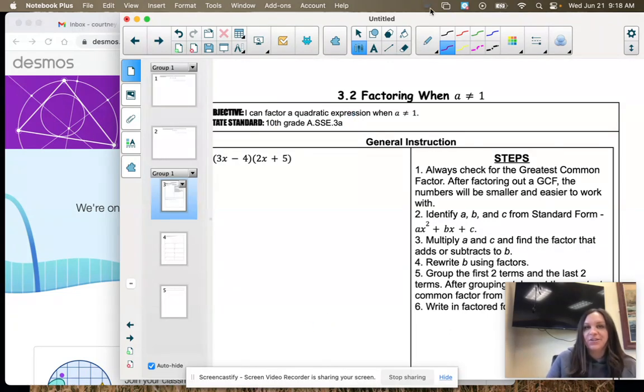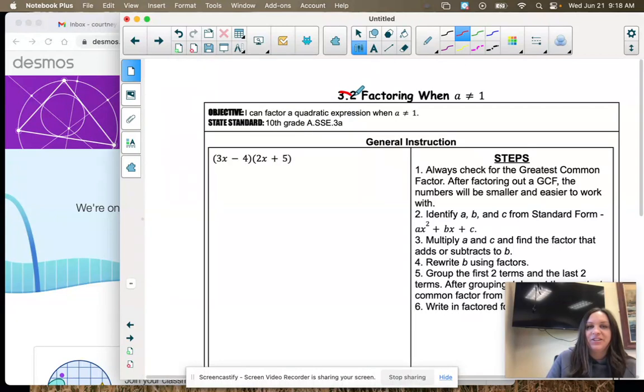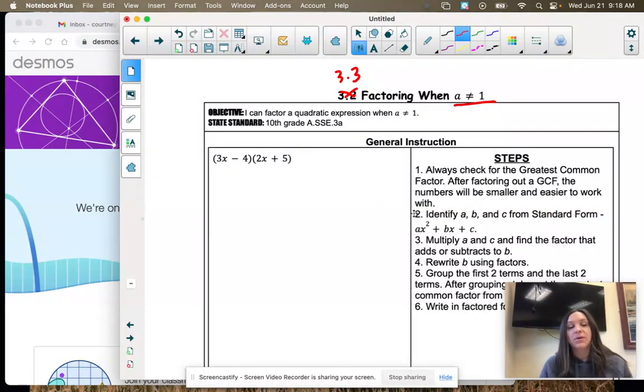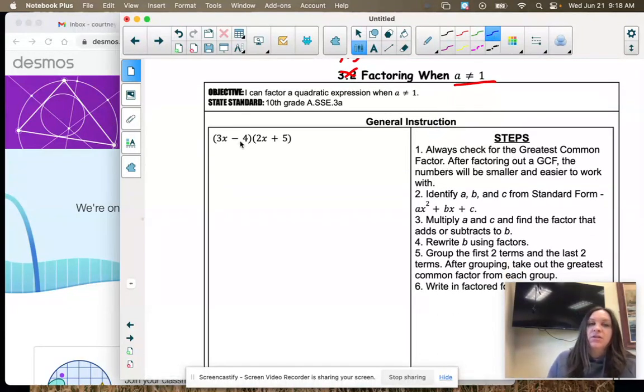So this is actually section 3.3. I need to change that. So we're looking at when a is not equal to 1 now. The last one we did, all of them had a equals 1. Now a does not. So I'm going to start with factored form, and we're going to remember what the multiplication looks like for that, and then we'll factor back.